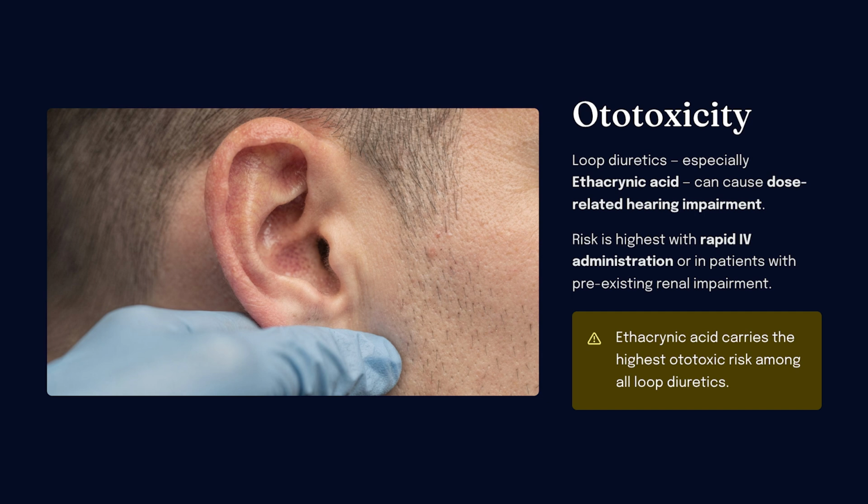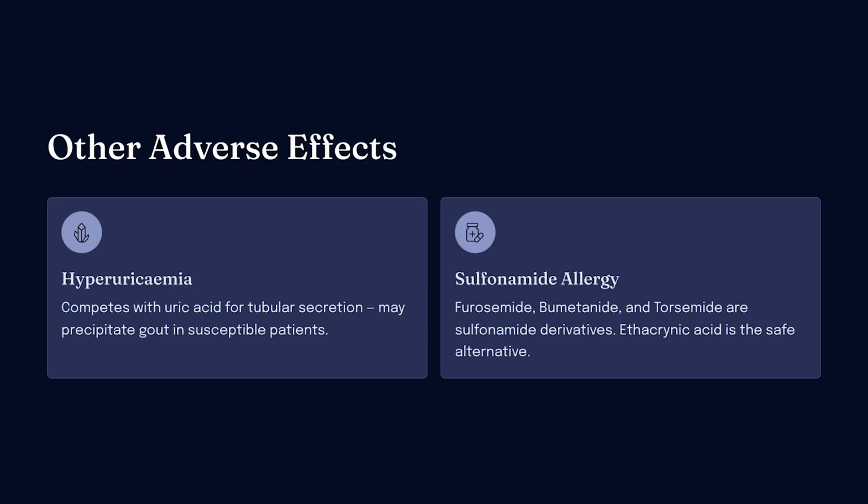Patients with pre-existing renal impairment are also more susceptible because higher drug concentrations can accumulate in the body. Ethacrynic acid carries the highest ototoxic risk among all loop diuretics. Other adverse effects. In addition to electrolyte disturbances and ototoxicity, loop diuretics have two other clinically important adverse effects.